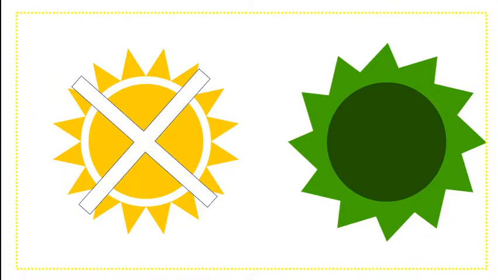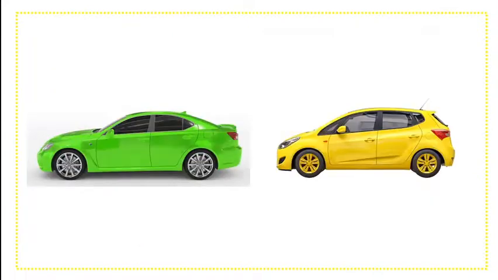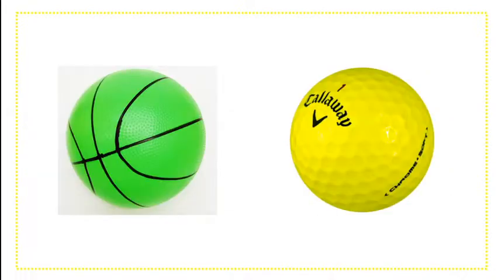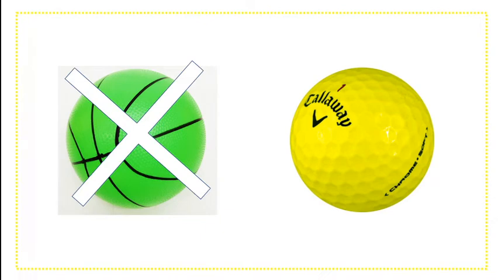Yellow. Very good. Now, look at the balloons. Point to the color green. Green, green, green. Point. One, two, and three. Excellent. Very good. Now look at the cards here. Point to the yellow. Yellow card. One, two, three. Yellow. Excellent. Very good. Look at the balls here. Point to the green. One, two, three. Excellent. Very good, class.